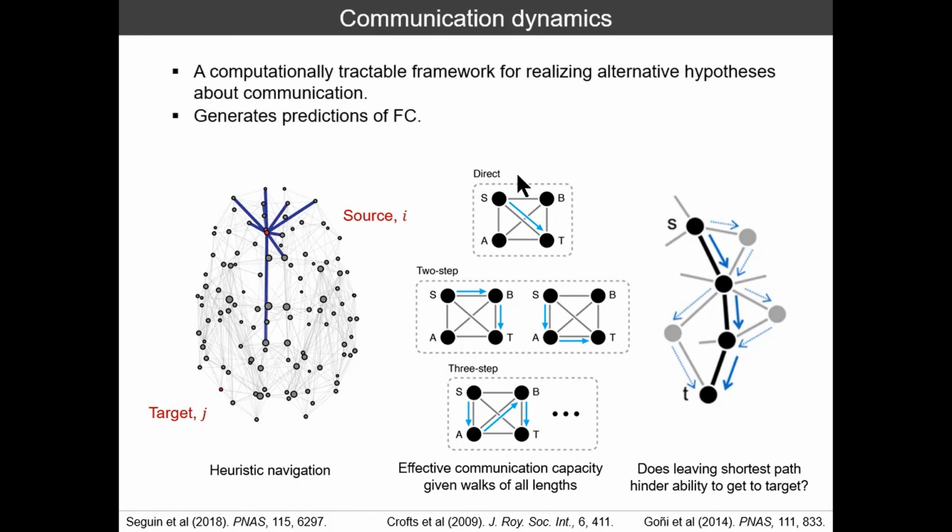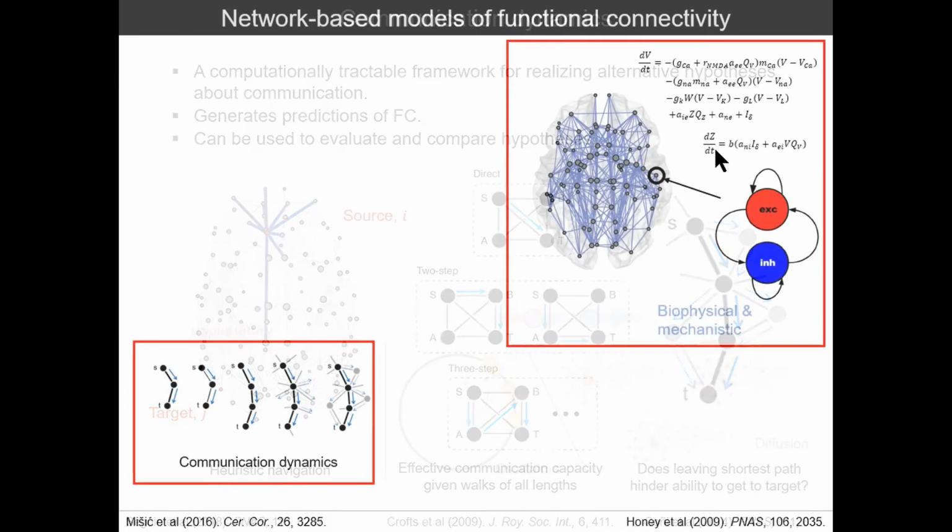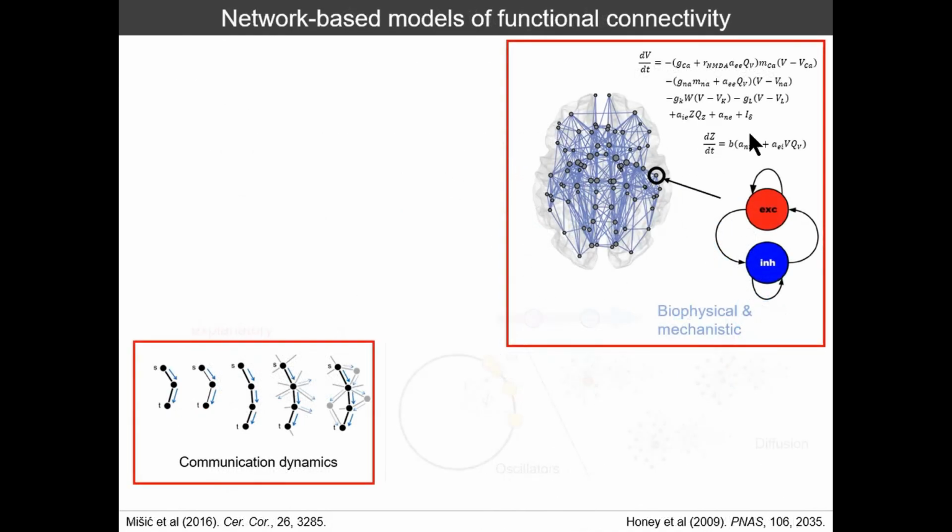But this is a nice framework, we think, this communication dynamics framework. It generates better predictions of functional connectivity, it's computationally tractable, and it's flexible enough to incorporate almost any communication hypothesis that you have. And ultimately, we can use it to evaluate and compare those different hypotheses. So I've talked now about these biophysical and mechanistic models, and about the communication dynamics.